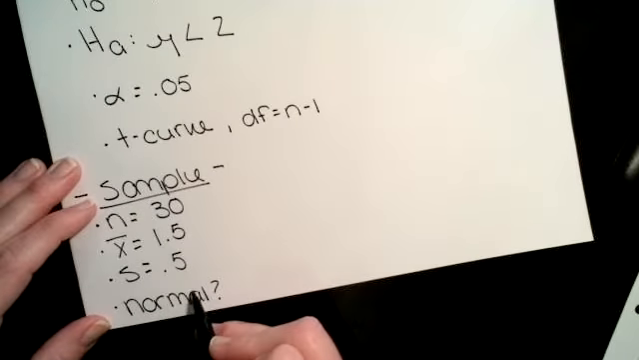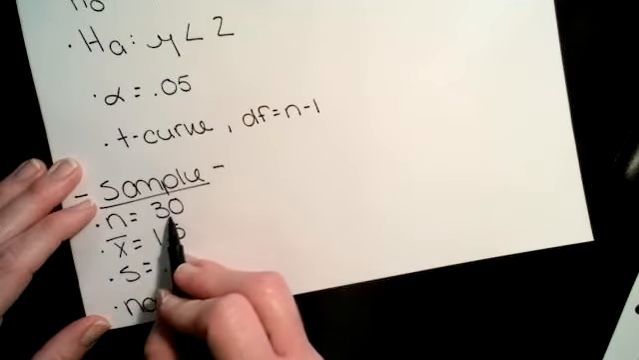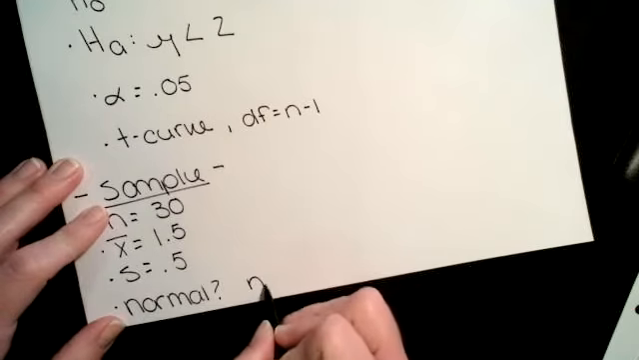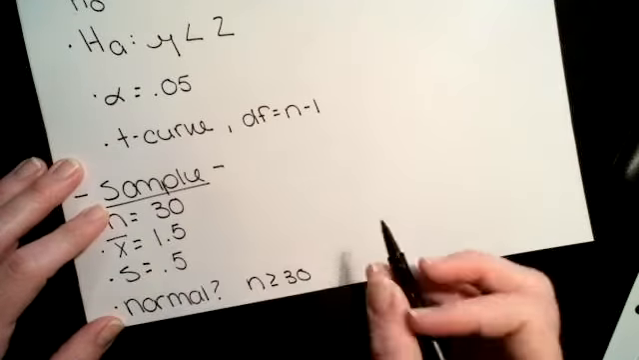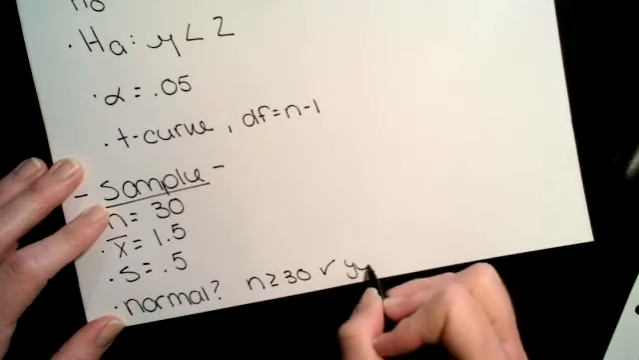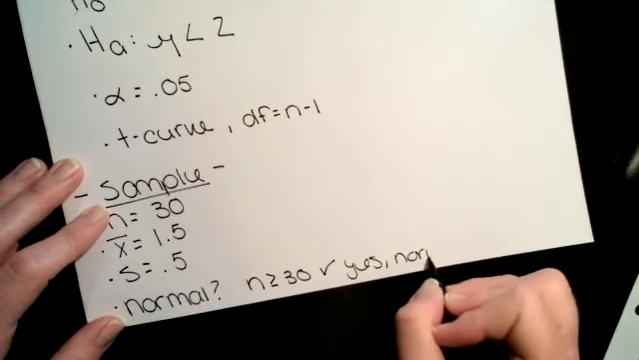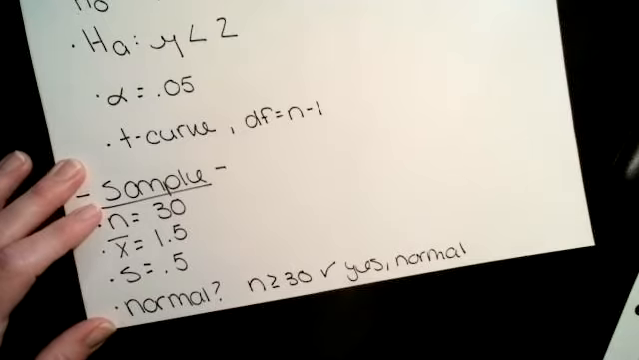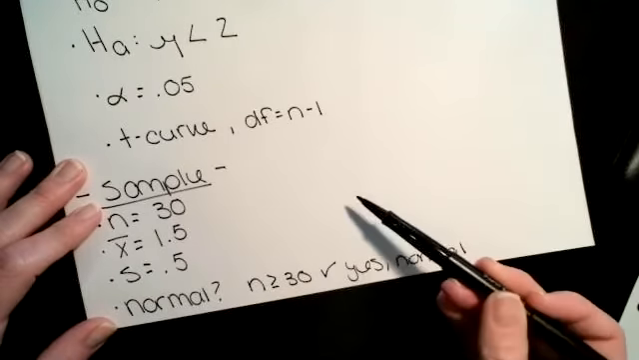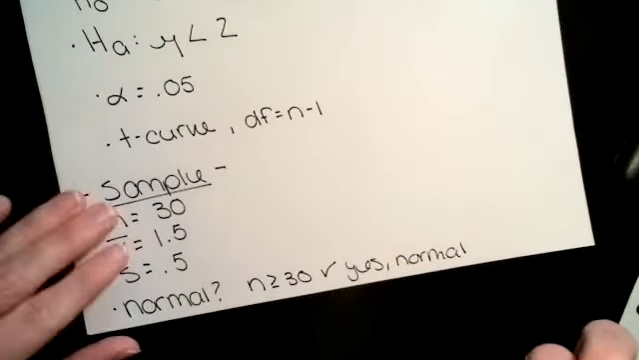So the first thing I always check is if N is greater than or equal to 30, because that's my easy way out. So is N greater than or equal to 30? Yes, it's 30. So I'm going to just put a check mark, yes, normal. And most of you guys did a great job with this. And you'll see on the team assignments, I wrote good. That just means all of this looks great and I'm happy with that.